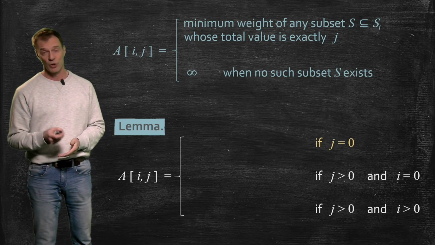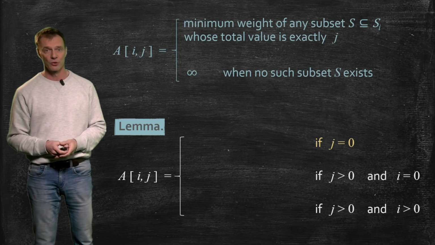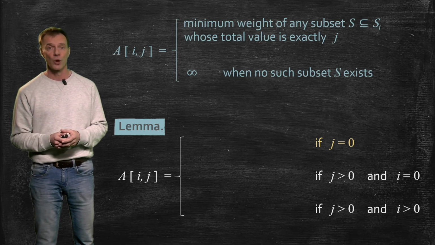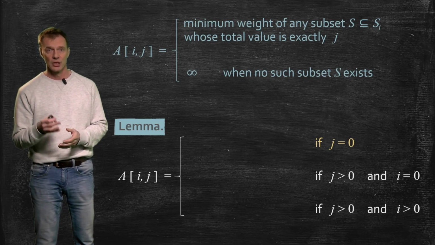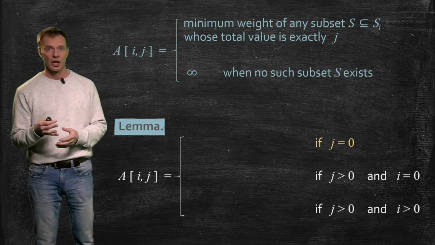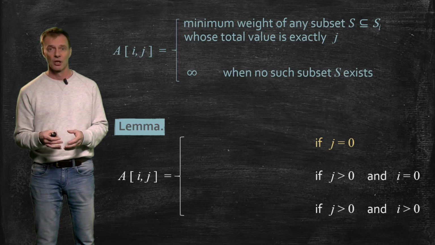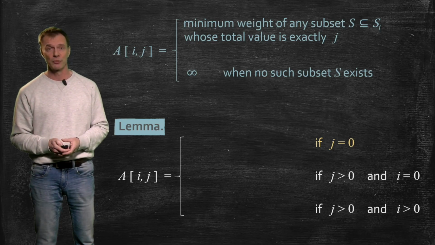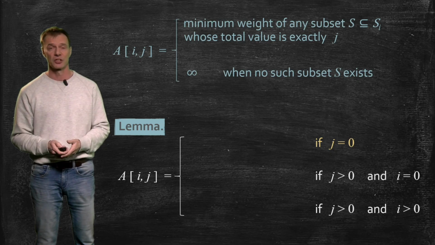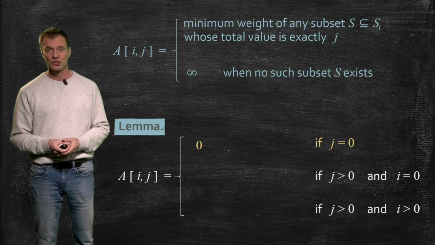So let's first look a little bit at the base case. Okay, so one of the base cases is j equals 0. So what would be the value when j equals 0? Well, what does it mean? It means that we want to find a subset whose total value is 0. Well, we can always do that by simply taking as a subset the empty set. Okay, and the empty set has weight 0. So for j equals 0, we get a value of 0.